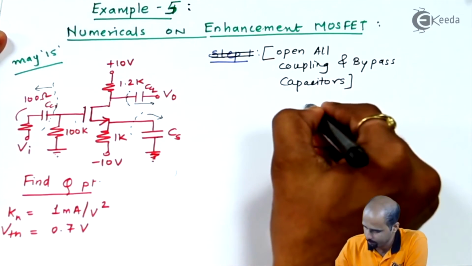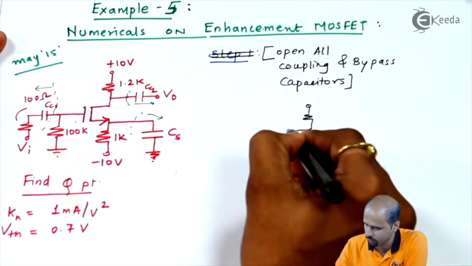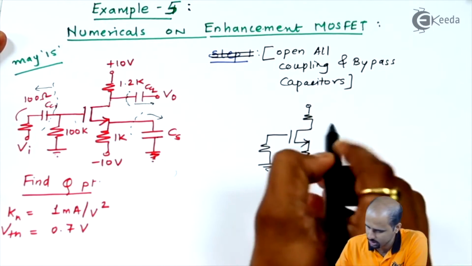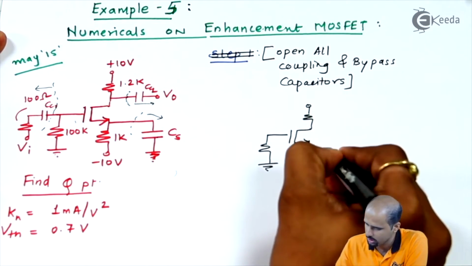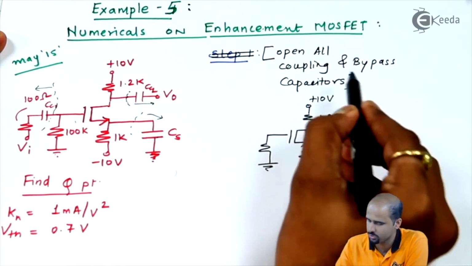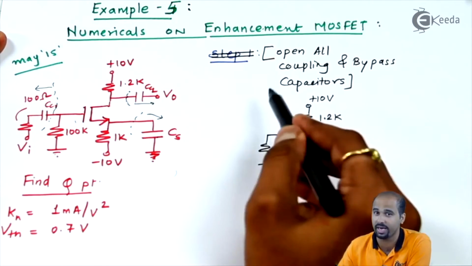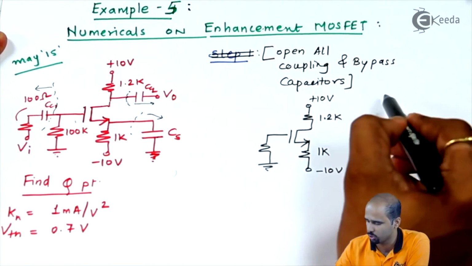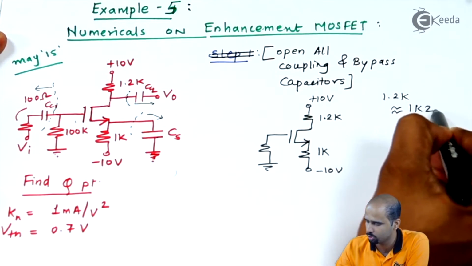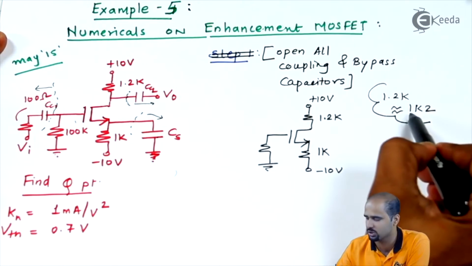Before that, if you want more marks, then you just redraw the circuit for DC analysis. We want only this much part. This is grounded. This is connected to minus 10 volts. This is 1k, 1.2k. This is plus 10 volts. Mind well, 1.2k in your examination, they may write in the form of 1k2. 1k2 is nothing but 1.2k. So here we will write 1.2k is equivalent to 1k2. It's not a printing mistake; it can be represented as 1k2 as well.